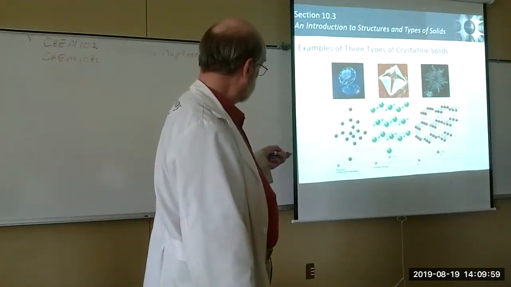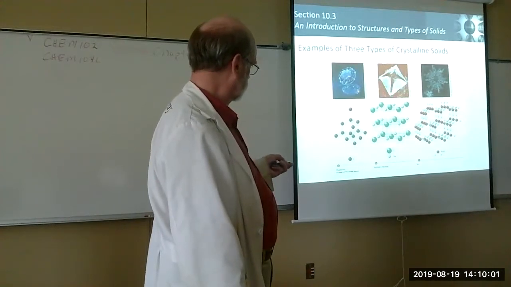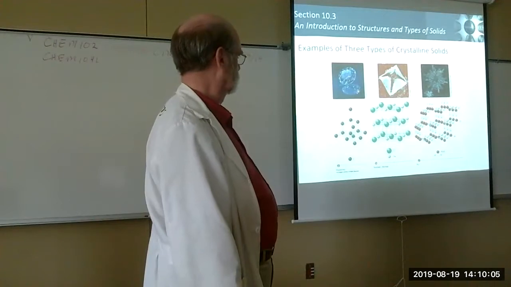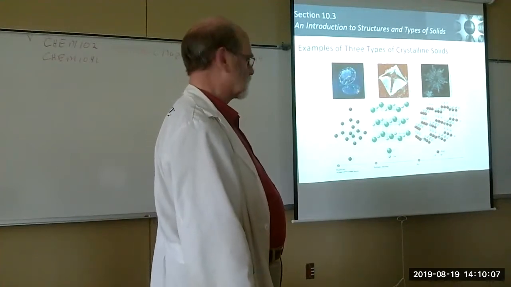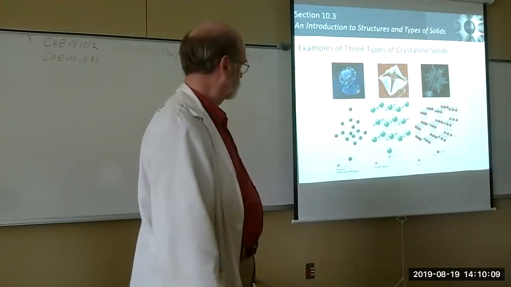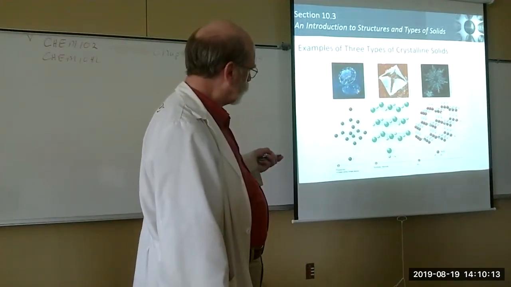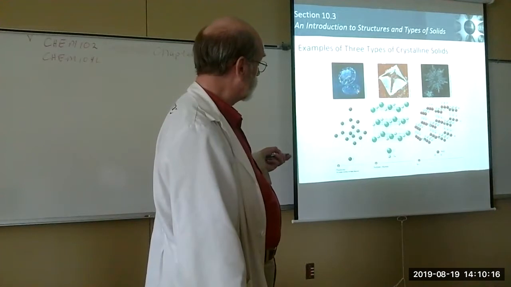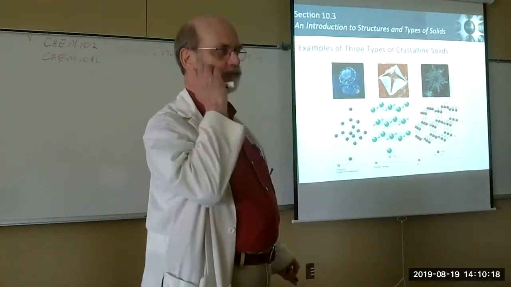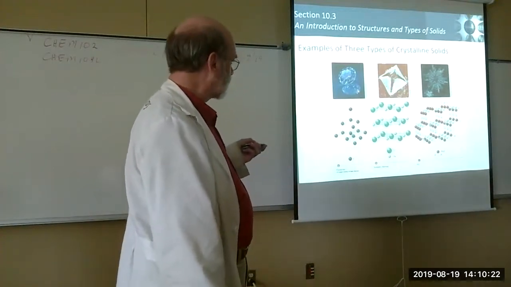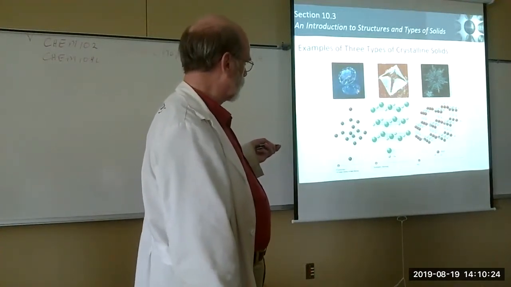Here's an ionic crystalline solid, sodium chloride. It looks like it's a simple cubic. And then this one is water. Each one forms a tetrahedron with four other water molecules, but all taken together, they form this regular hexagonal structure.